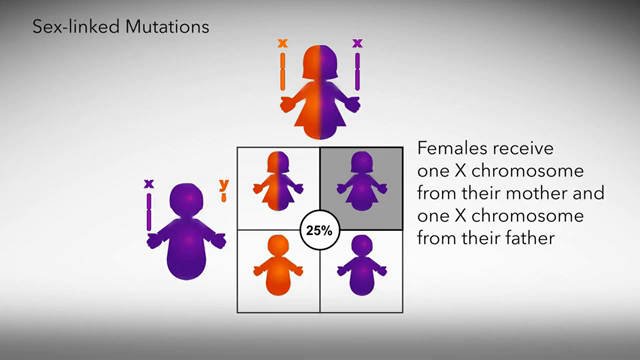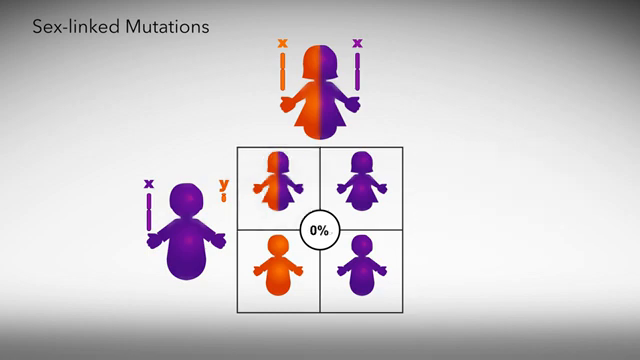If she has only one X chromosome with the gene mutation and the other X chromosome is normal, she is a carrier. This means she will not have the disease, or she will have a milder form of the disease, but will be able to pass it to her children. The chance of having an affected child with an X-linked recessive disease breaks down like this.